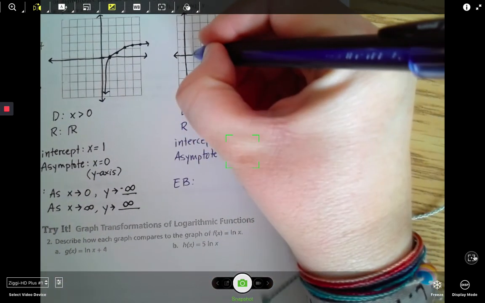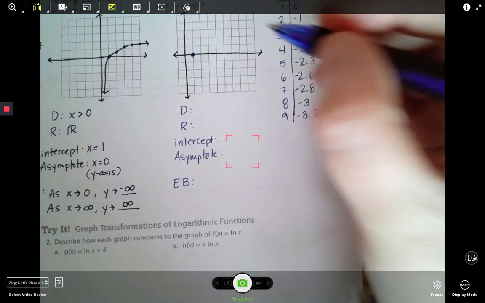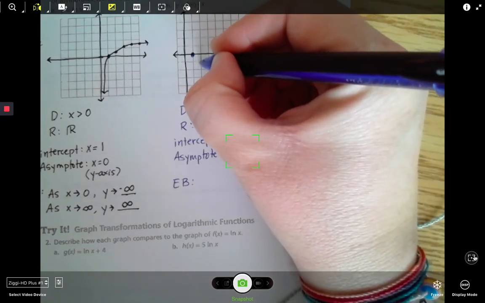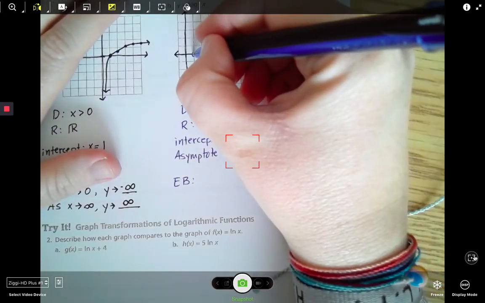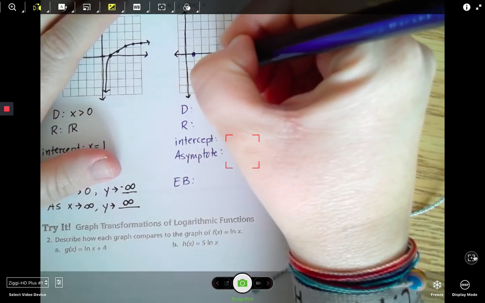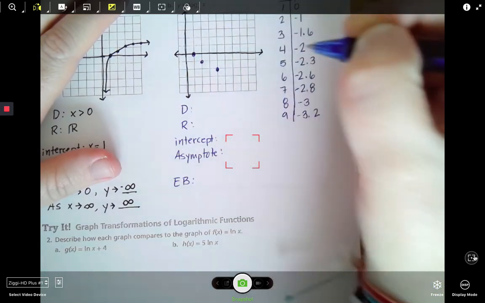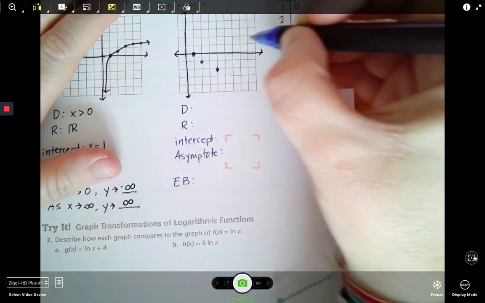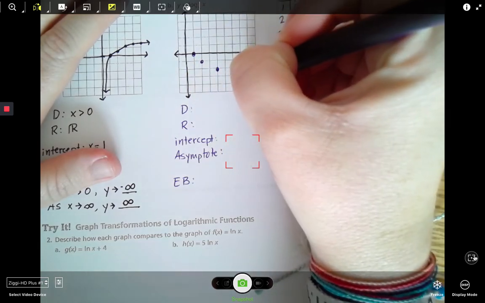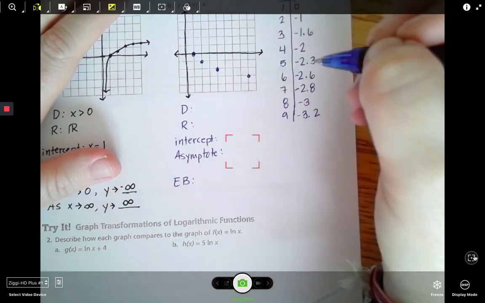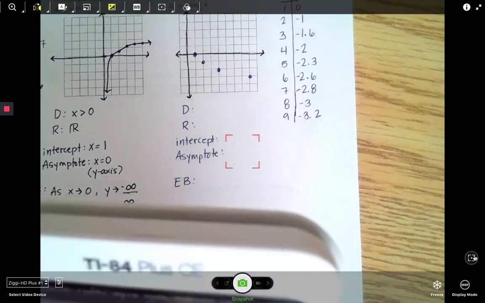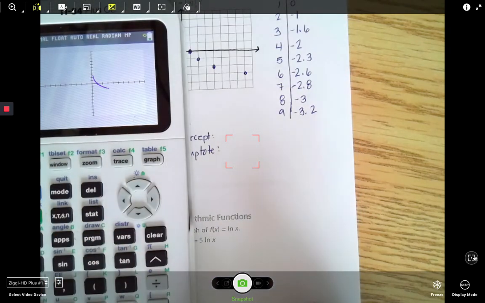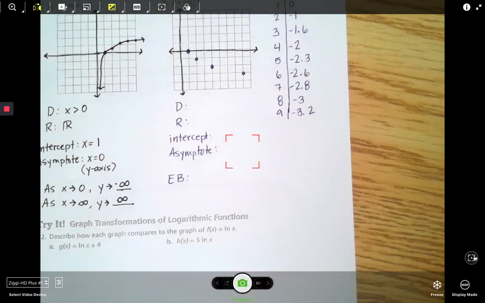Nope. 1, 0, 2, -1, 4, -2, 8, -3. If you want to do the ones in between, you can. I think it's easier when we graph whole numbers. And this is the shape our graph makes here.